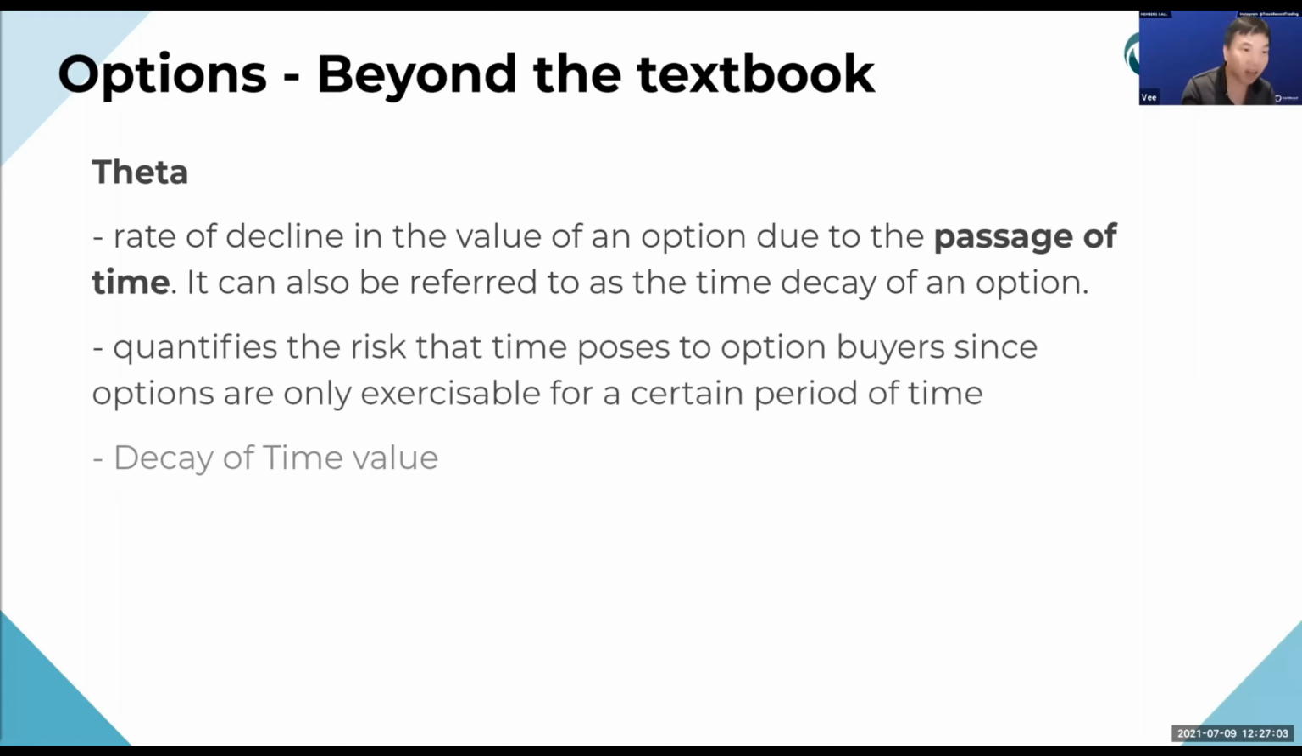So it's the decay of the time value, and it quantifies the loss or gain to your portfolio while one day passes, right? All the income strategies that we're talking about are looking to have positive theta, positive time decay. So they want to make money over the weekends. They want to make money when nothing happens.